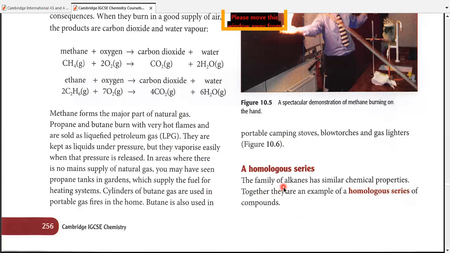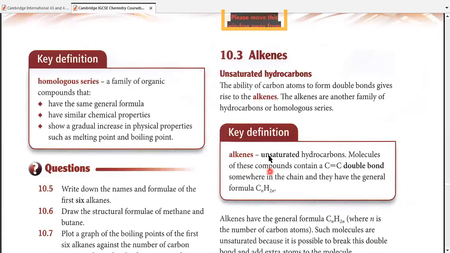All right. So homologous series, the family of alkanes has similar chemical properties, and we can study it with the key definition given on the next page. Take a look at that key definition. They have the same general formula. For example, for alkanes, we had the formula CnH2n+2. They have similar chemical properties. All alkanes will show similar chemical properties. We're going to study that next.